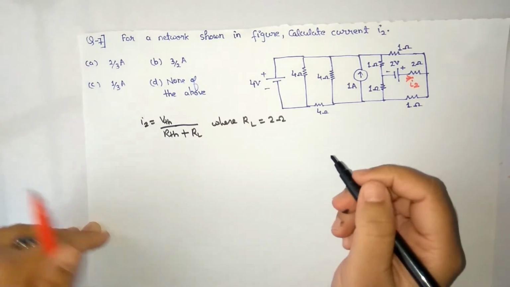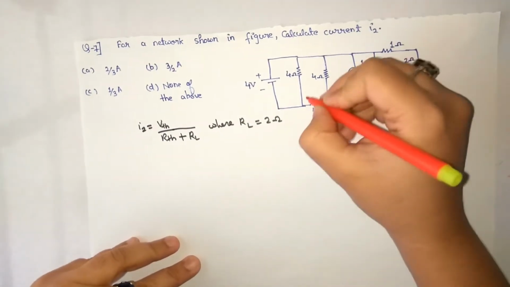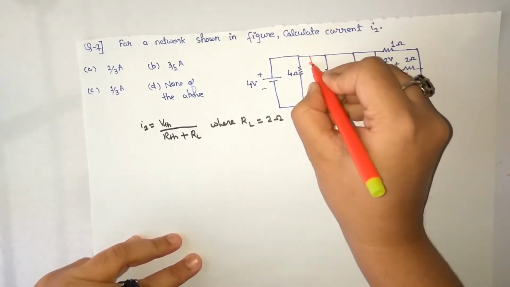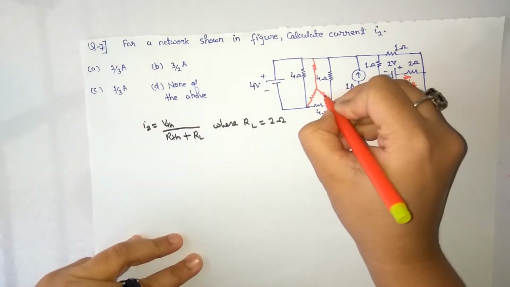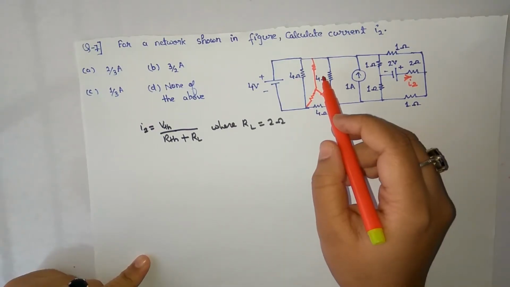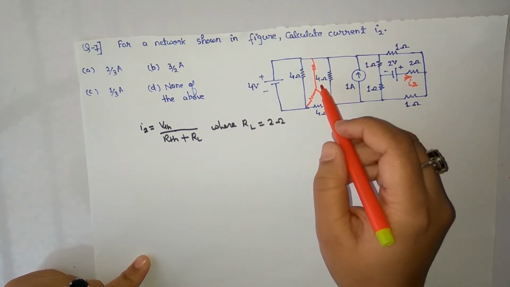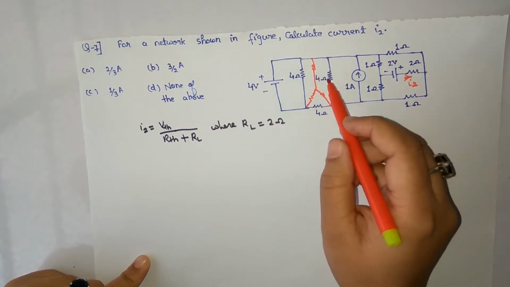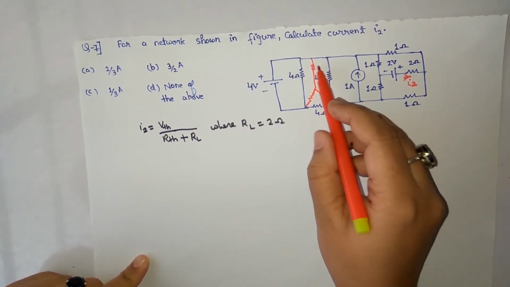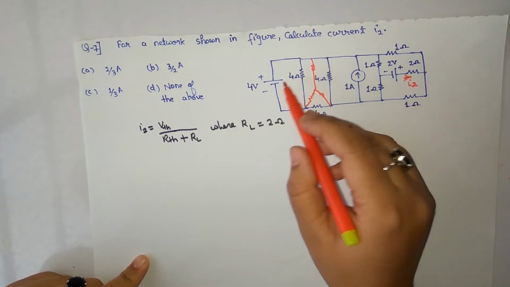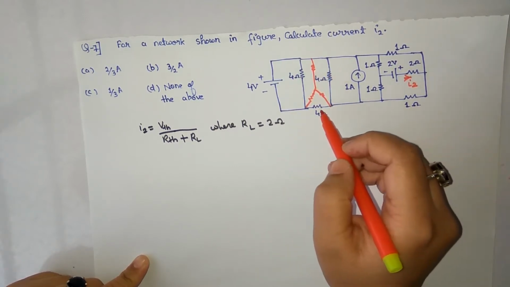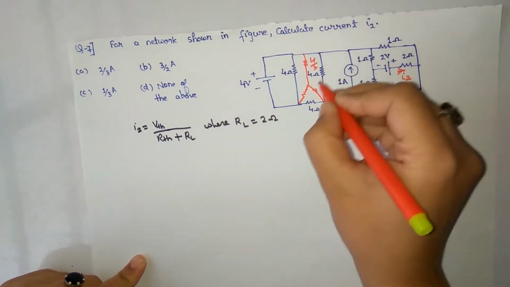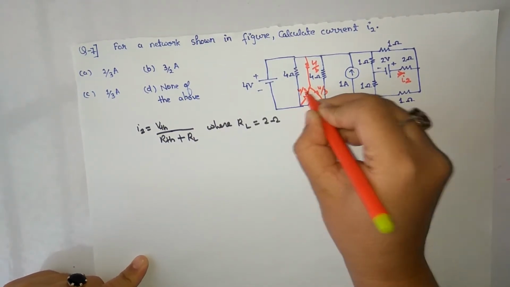So let's start. To make this even simpler, let's do some transformations. Let's convert this delta into star. We know if I'm doing delta to star conversion, and if all the resistances are equal, then in the star network, whatever is the resistance of the delta network, we have to divide by 3. Otherwise the formula goes as, if this is RA, then RA will be equal to 4 into 4 upon 4 plus 4 plus 4, that will be 16 by 12, that is 4 by 3. So this will be 4 by 3, this will be 4 by 3, this will be 4 by 3.